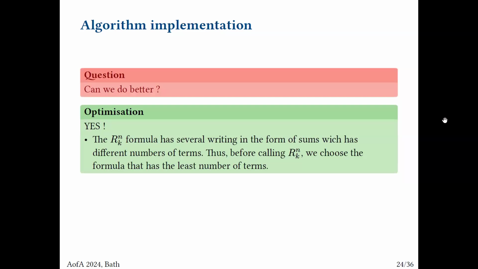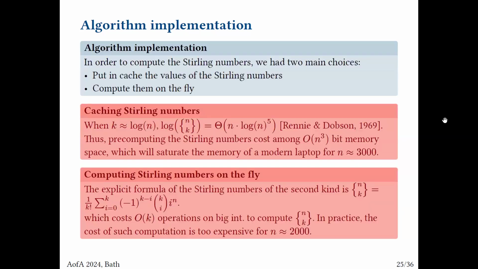As the next optimization, we use the several writings of the rank formula, which have different numbers of terms, and we select the writing that necessitates the least number of terms in order to compute them. So let's move on to the implementation choices of our algorithm.